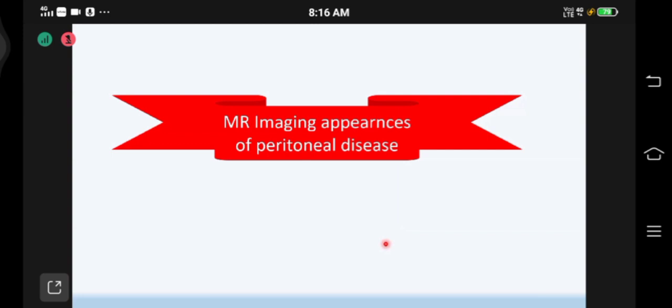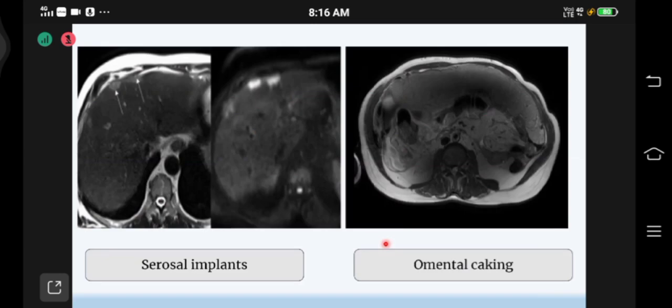Now I'll quickly look into the MR imaging appearances of peritoneal diseases. Then we will have a few cases which I will try to show. What are the various types of diseases you may encounter when you are seeing an MRI with peritoneal disease? One of the very common findings is either cystic or solid lesions in the perihepatic space, causing scalloping of the liver surface.